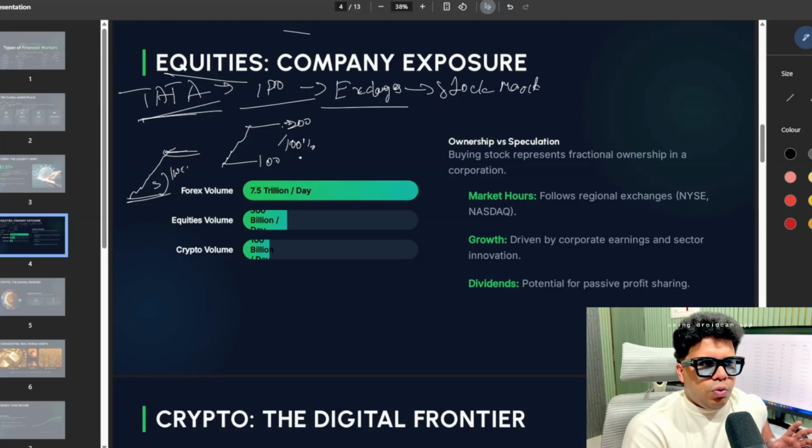Right now we just need to understand what the markets are. It's called the equity market. Equity market means you are buying the real stock and you become a co-partner of that particular company, by investing just a small amount of money. That's where equity comes from.